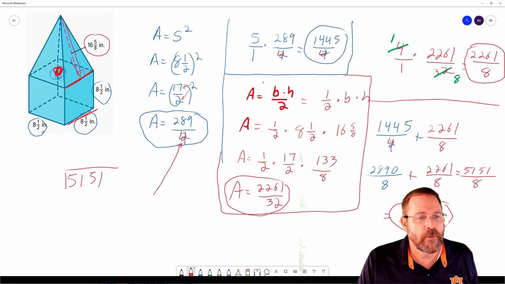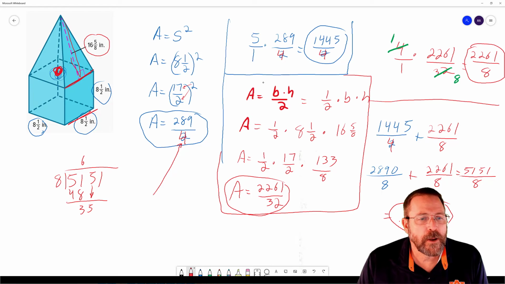5,151 divided by 8. 8 goes into 51 6 times, which is 48 with 3 left over. Bring down the 5. 8 goes into 35 4 times, which is 4 times 8 is 32, 3 left over. Bring down the 1, and 8 goes into 31 3 times, which is 24 with 7 left over. So it should be 643 7/8.